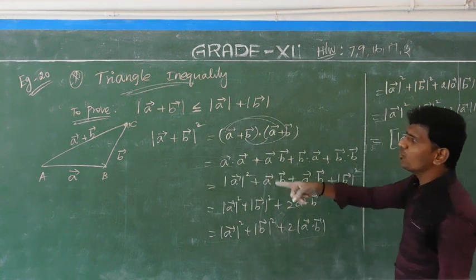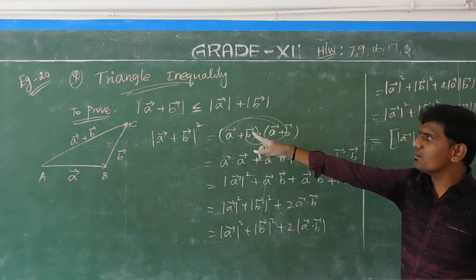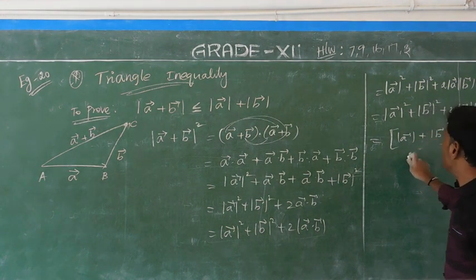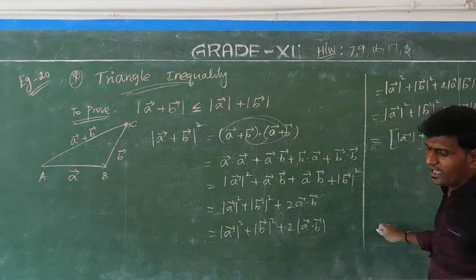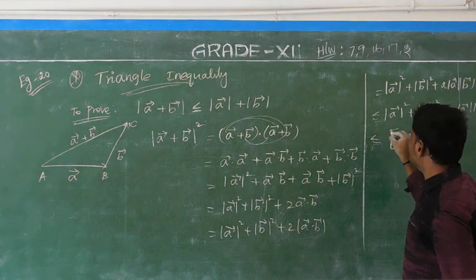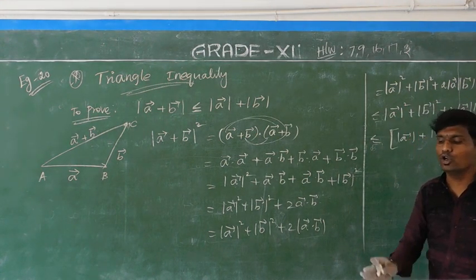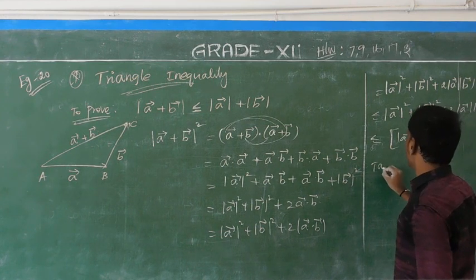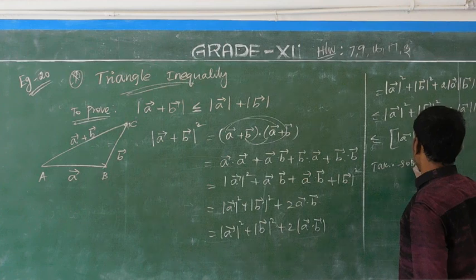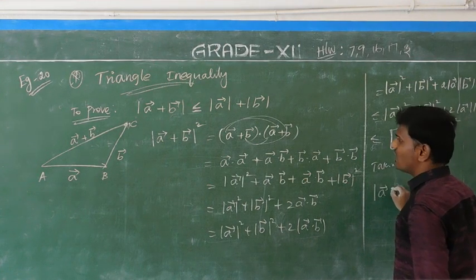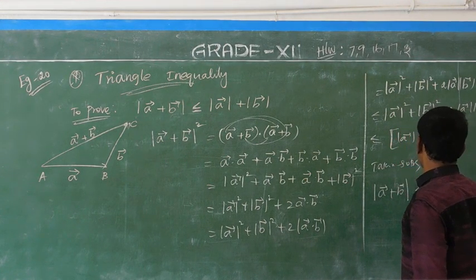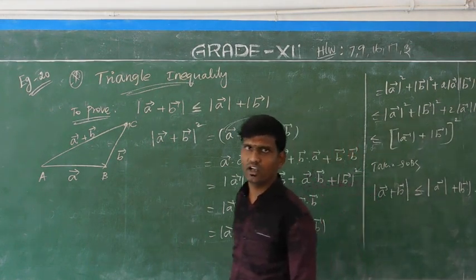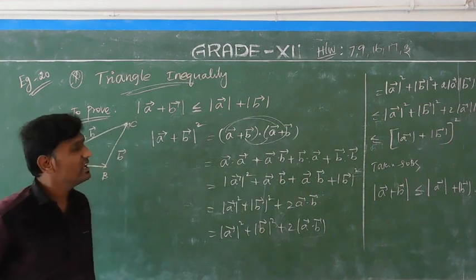On the left side what do you have? Modulus of A vector plus B vector the whole square. Here what will come? Modulus of A vector plus modulus of B vector the whole square. And from this step onwards you have to change into less than or equal to because of the example 19 question. Taking square root on both sides, we get modulus of A vector plus B vector is less than or equal to modulus of A vector plus modulus of B vector. Just go through it. It is very important.